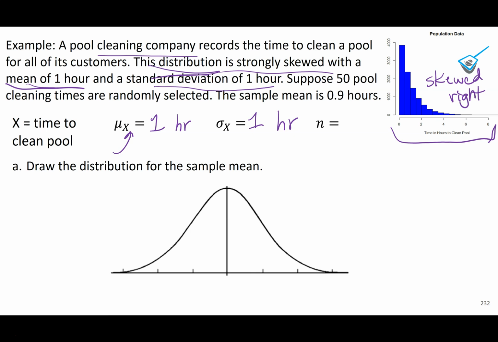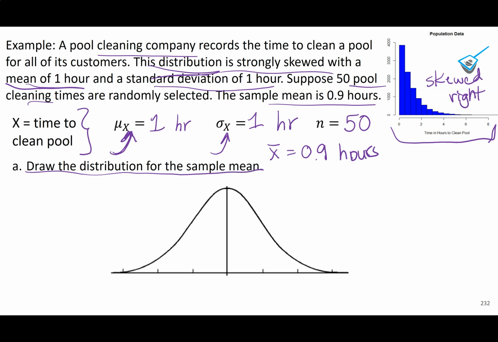And suppose I take 50 pool cleaning times. So I have a sample of 50. And the sample mean, I could stick that here, is 0.9 hours. We will use that on a later slide, not particularly on this one. My random variable that I'm collecting here is the time to clean pools. The average of all the time to clean pools is 1 hour. The standard deviation of all times to clean pools is 1 hour. Draw the distribution for the sample mean.